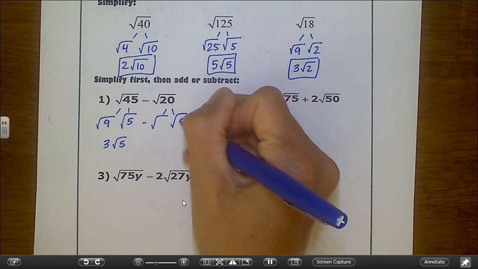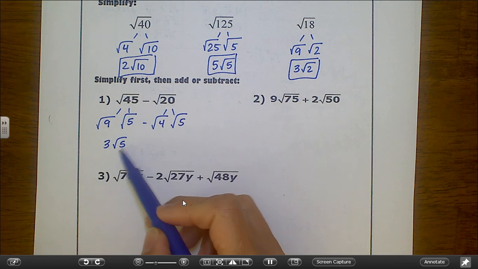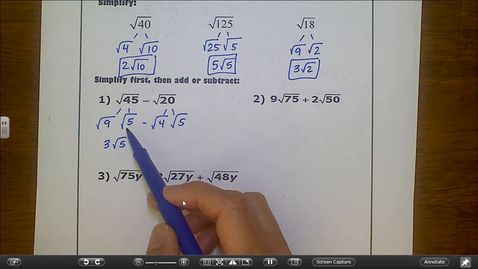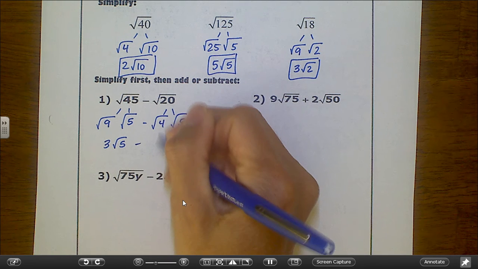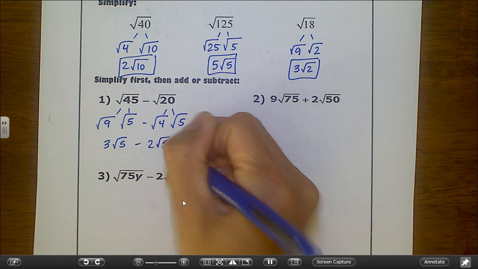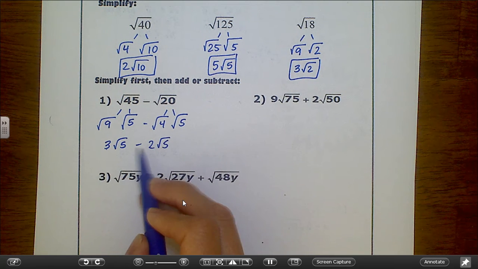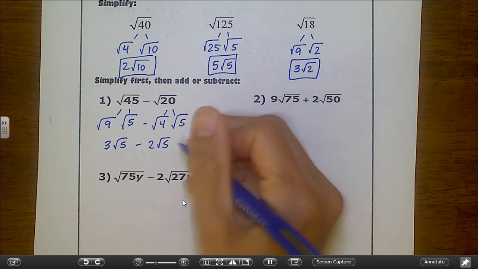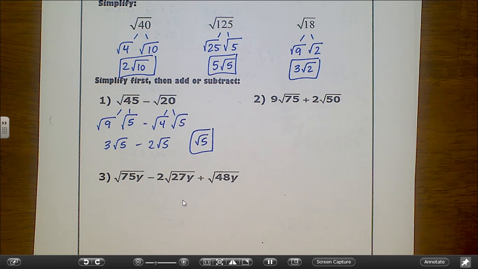So that little trick did work there. So sometimes when you find the first one, it might just make it a little bit easier to find the second one. That's all I'm saying. So, and then minus, square root of 4 is 2, rad 5. So now these are like radicals, and I just subtract them. So 3 minus 2 is 1. So I have 1 rad 5, or just simply rad 5.